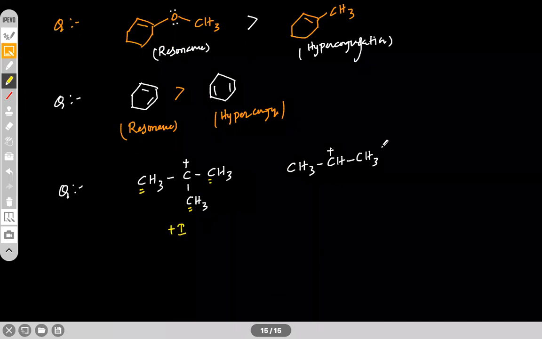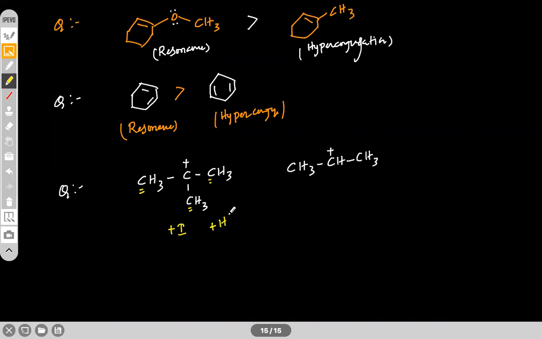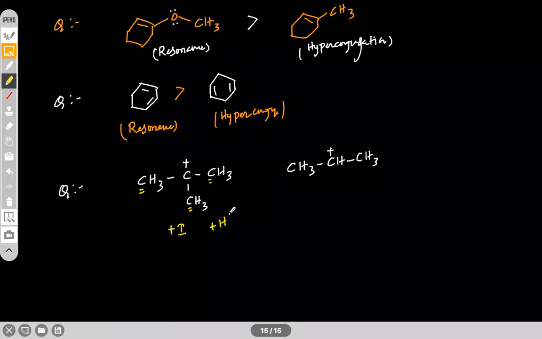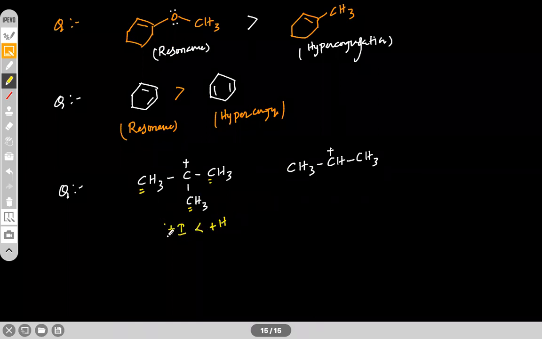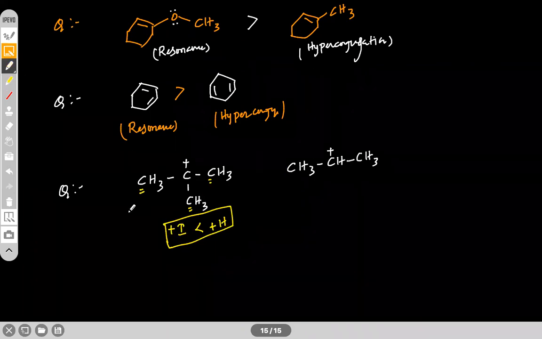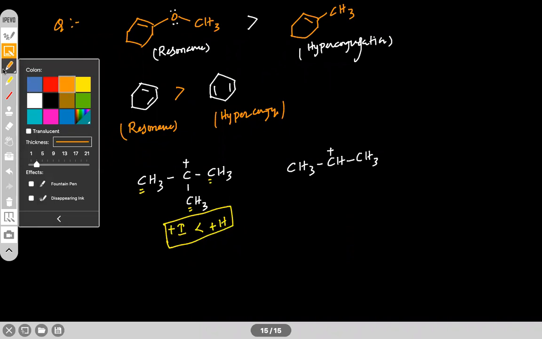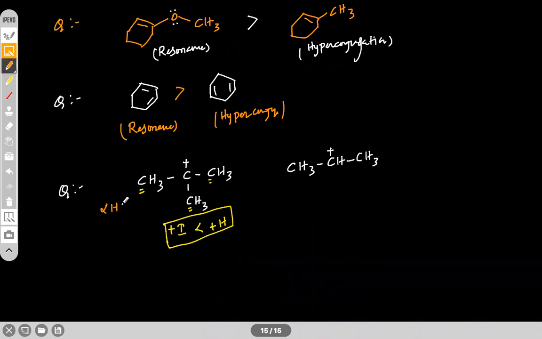Plus I and plus H are possible here. But which one is dominating? H. So this is the order we have, and hence we'll count alpha hydrogen here. You see this molecule, how many alpha hydrogens does the first one have? 3 plus 3 plus 3, that is 9. Alpha hydrogen here, that is 6. So the one which has more alpha hydrogen is more stable. Order of stability is this.